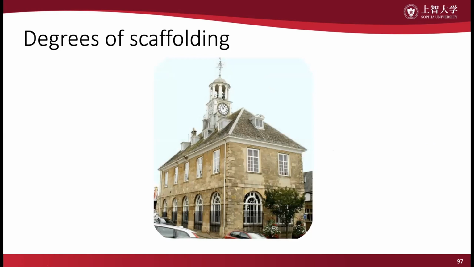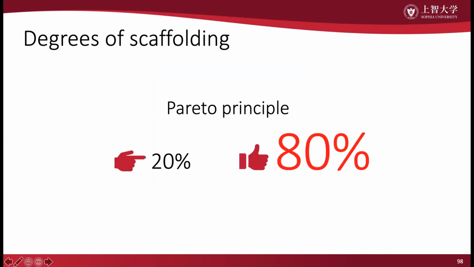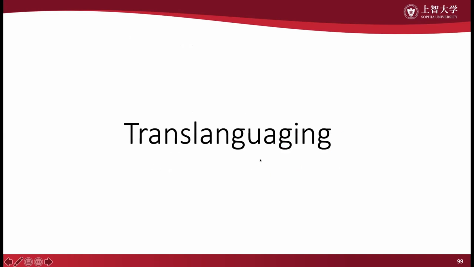And it's not useful to try to scaffold everything. There isn't time for teachers to prepare that much, or for students to use that many scaffolds. So please choose them carefully. I try to invoke the Pareto principle here. So you want to choose the 20% that solves 80% of your problems. Okay, now let's move on to our next topic very quickly, which is related to scaffolding, which is translanguaging.